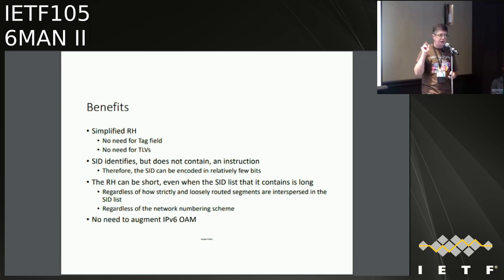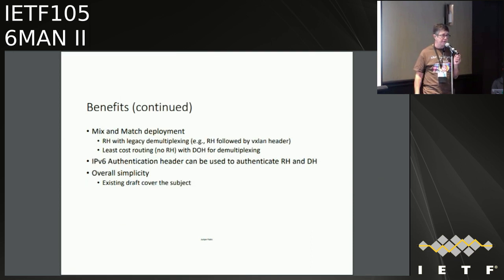And because the SID is short, the routing header can be short even when it contains very many segments in the SID list. And there's no need to augment OAM, because the only thing that ever appears in a destination address is an IP address. So ping, traceroute, all that stuff works. The other good thing is you can mix and match. You can use the routing header to route, but you can use a VNI to demultiplex if you don't want to use the destination option.